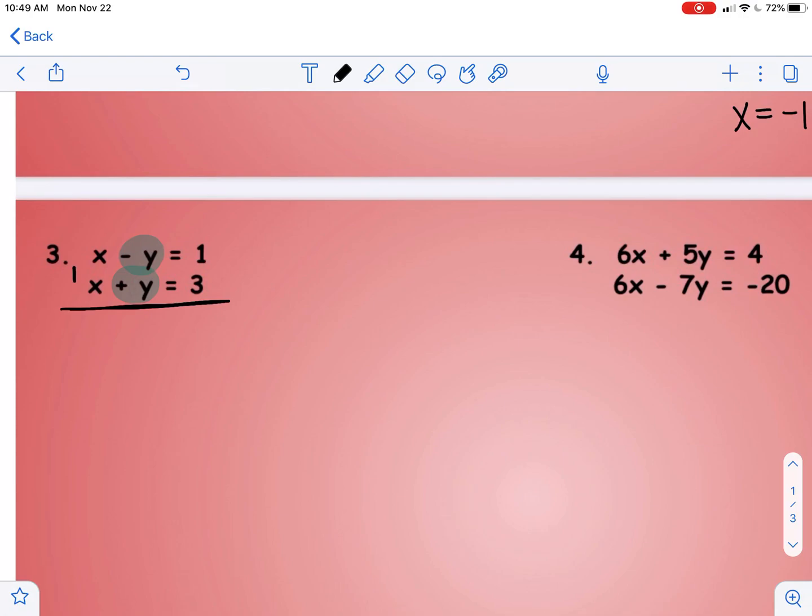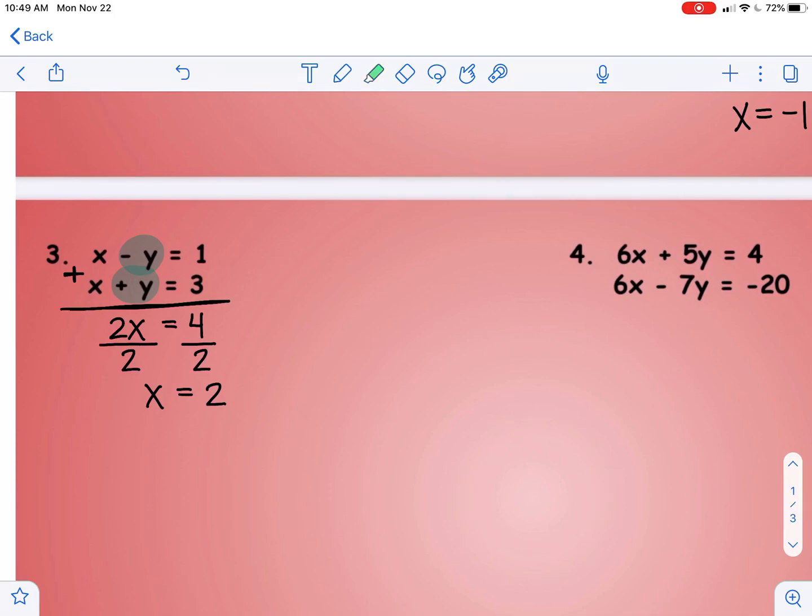And I'm going to add these systems together. So I'm going to have x plus x, which is 2x, negative y plus positive y, which is 0, and then 1 plus 3, which is going to give me 4. So from here, I'm going to go ahead and divide by 2 on both sides, and I'm going to get that x is equal to 2.